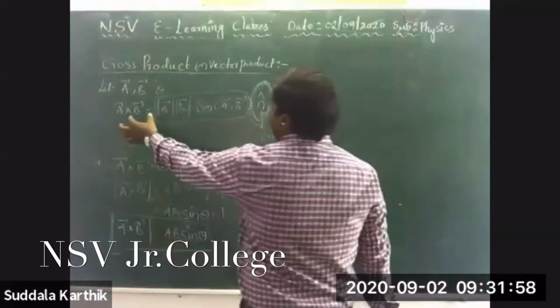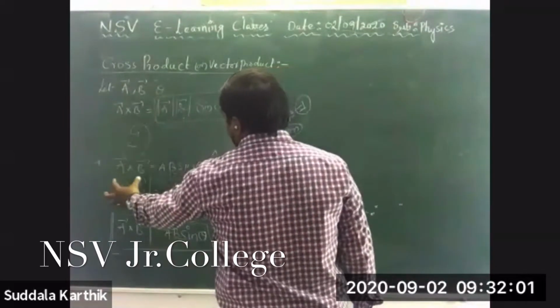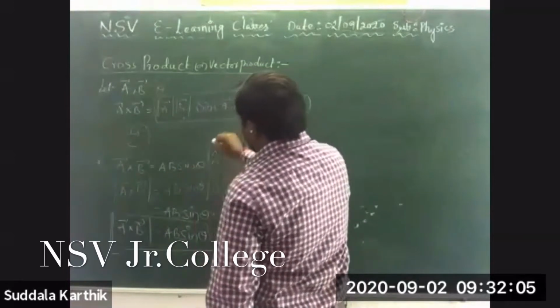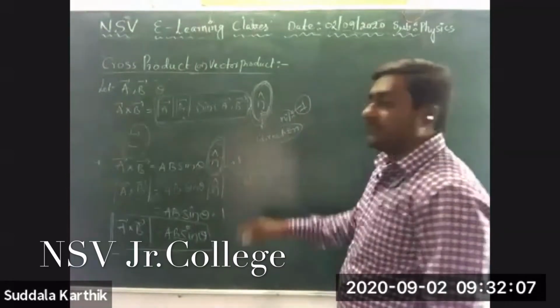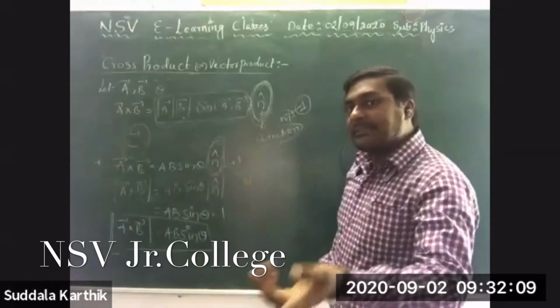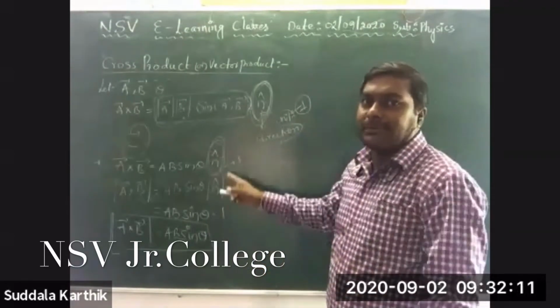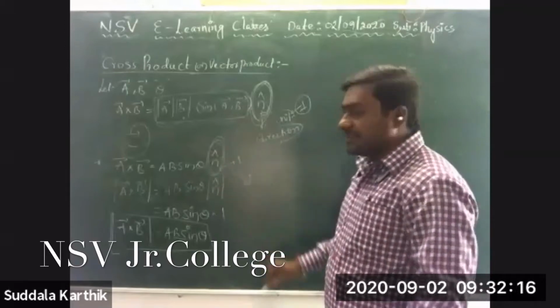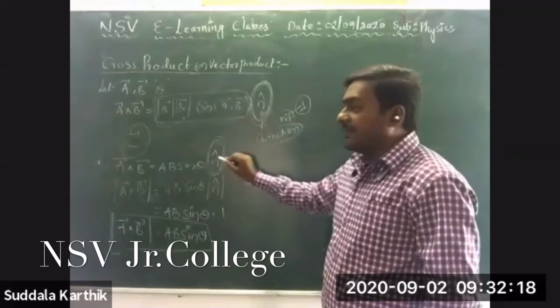And A bar cross B bar is equal to AB sin theta n cap. This n cap gives the direction of the resultant vector. Its magnitude is always equal to 1 because it is a unit vector, a directional vector.